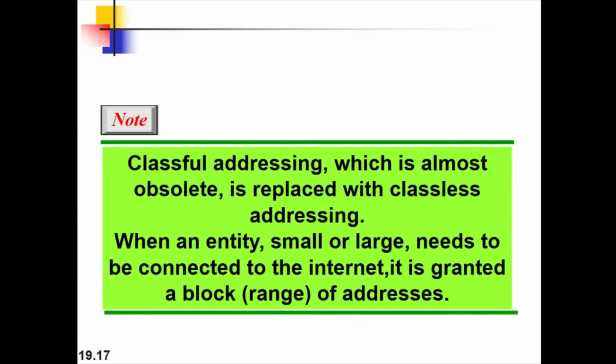Classful addressing is almost obsolete, so it has been replaced with classless addressing. When an entity, small or large, needs to be connected to the internet, it is granted a block range of addresses. Because it is obsolete, we replace it with classless addressing. So there is no class.